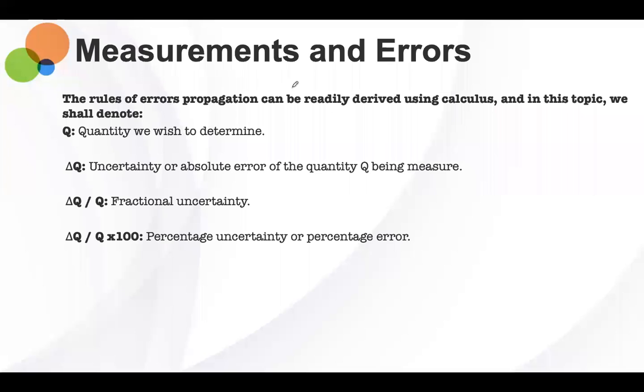Now we'll go to some rules which govern error propagation. The rules of error propagation can be readily derived from calculus, and in this topic, we shall denote Q as the quantity we wish to determine, and delta Q as our uncertainty, the error of the quantity Q being measured. Please excuse my grammatical errors.